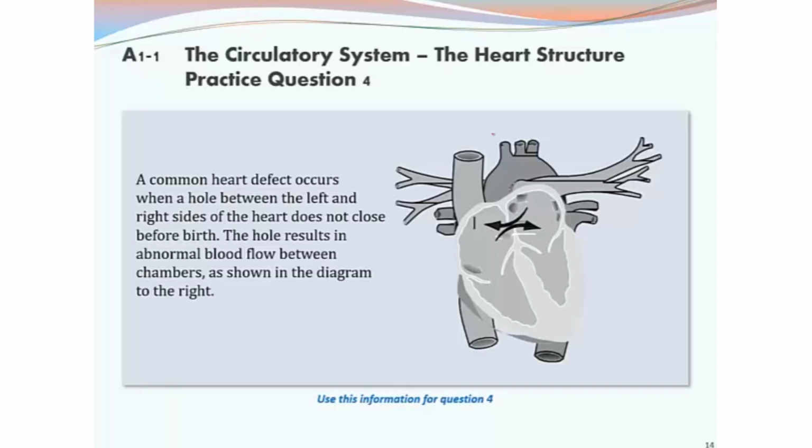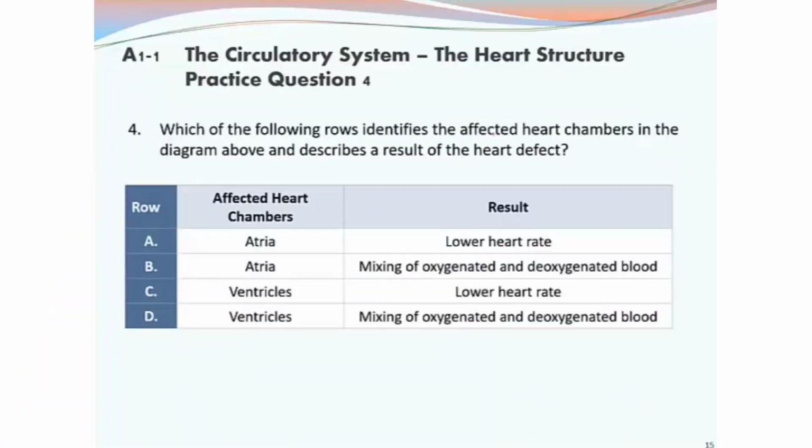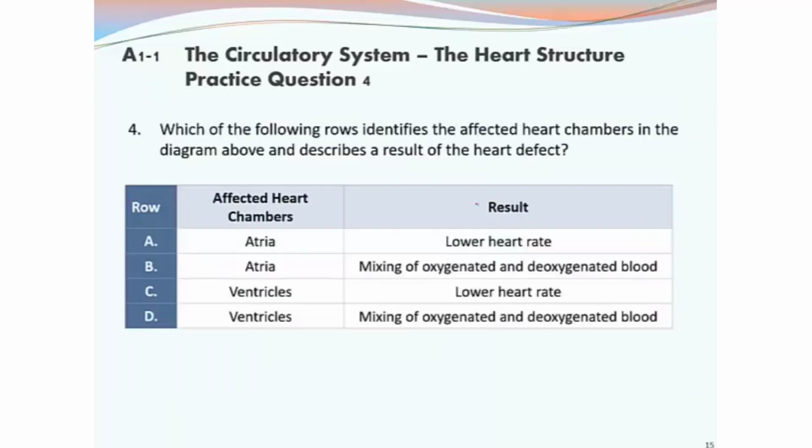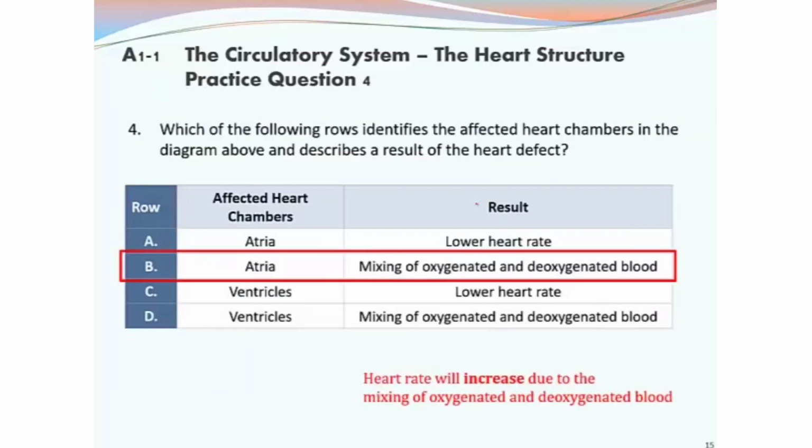So just for question number 4, we ask ourselves, which of the following rows identifies the affected heart chambers in the diagram above and describes a result of the heart defect? You can see in the diagram that the hole is happening in the upper part of the heart, where we would find our atrium. So the atria are the affected heart chambers. That's where the hole is. And what would be the result of this?